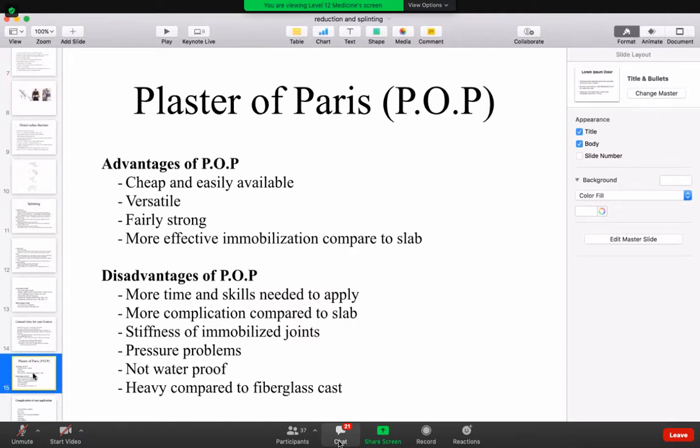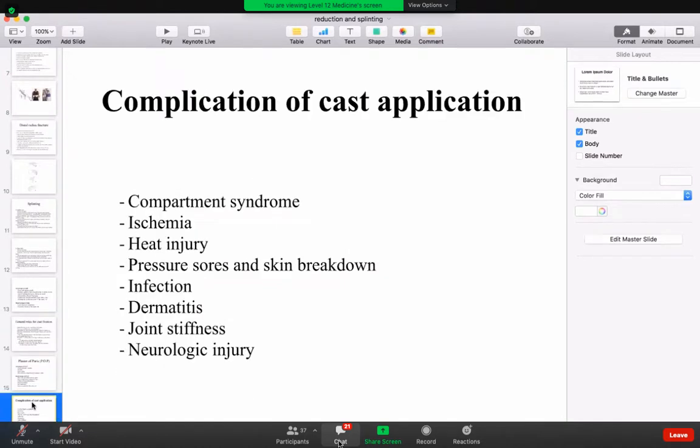Plaster of Paris compared to fiberglass, usually it's not waterproof, so it can be damaged by the water, and also it's heavier than the fiberglass.